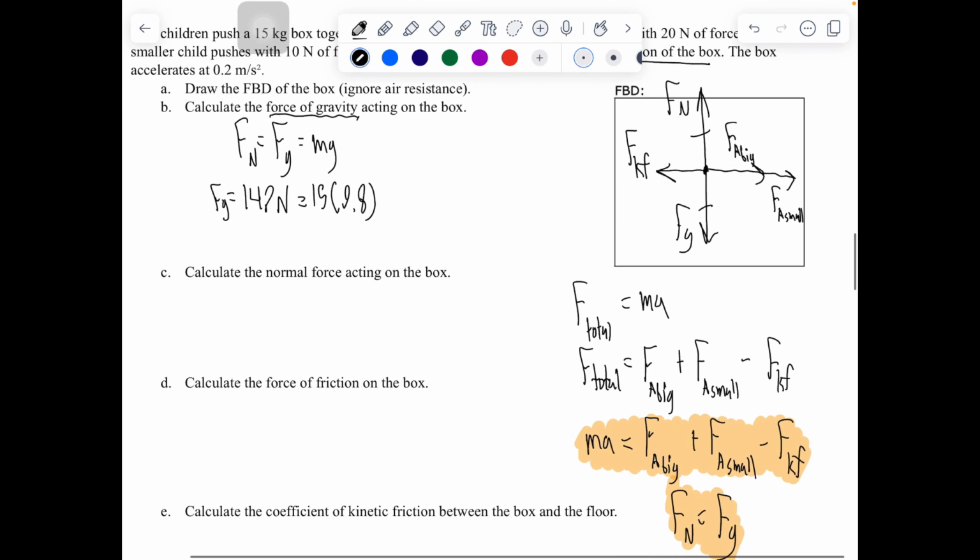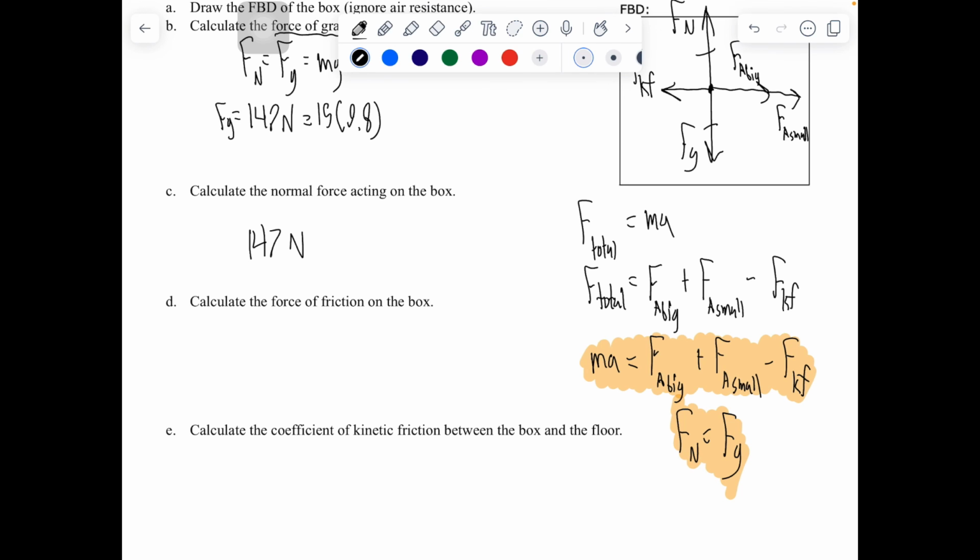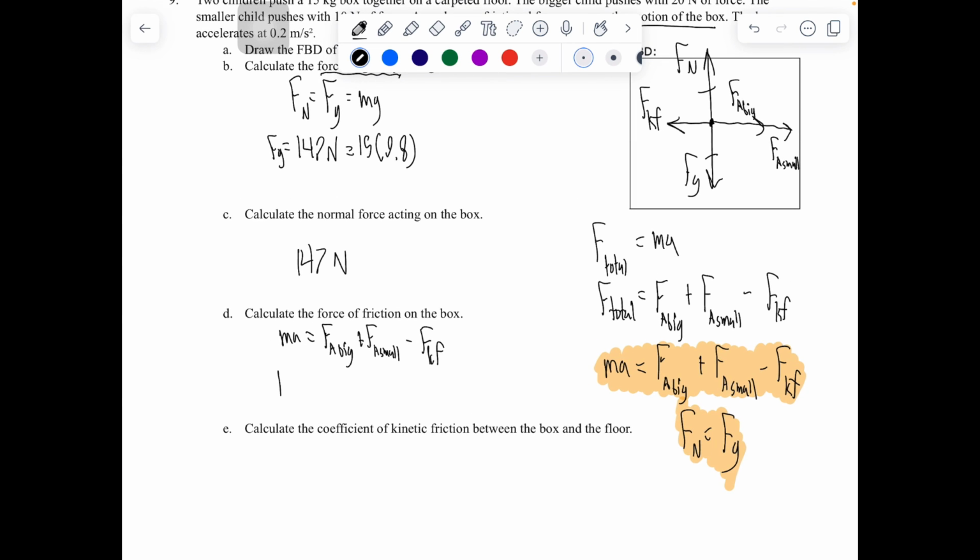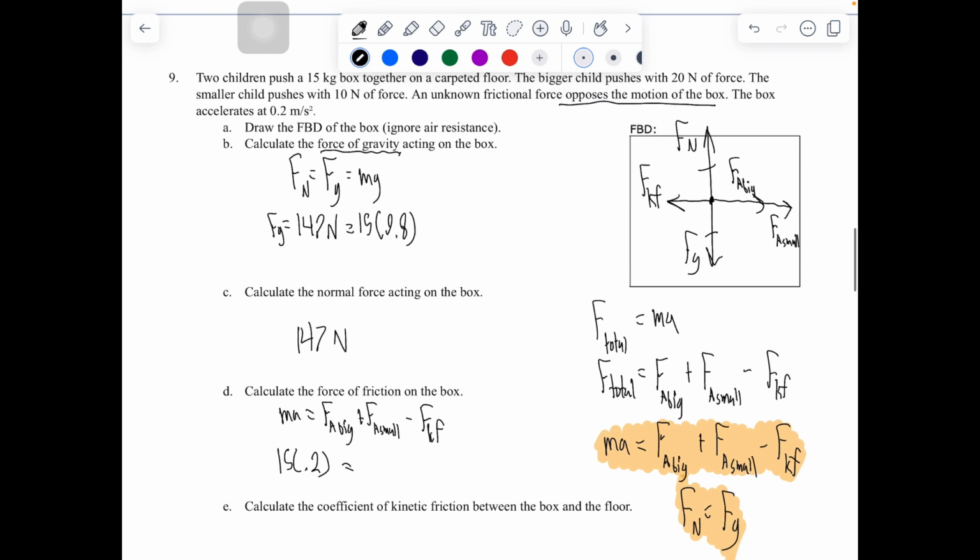Alright, normal force. Normal force is the force of gravity. 147 newtons. Don't even need to show any work. Force of friction. Well, where does that show up? Force of friction is right here. Okay, let's write that equation in. Mass times acceleration is the applied force from the big kid plus the applied force from the small kid, subtract that friction. We know the mass. It's 15. We know our acceleration. 0.2. Applied force from the big kid, 20 newtons. Applied force from the small kid, 10 newtons. Friction. That's what we're solving for.